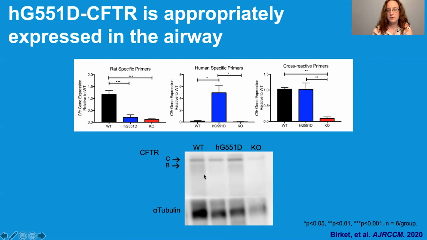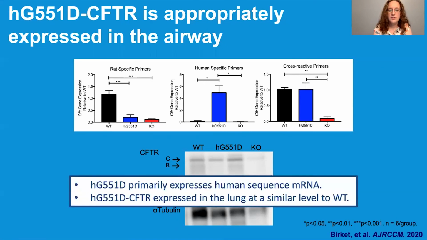We also checked protein expression, and compared to the wild type, the G551D expresses about the same amount of protein in the airway, compared to the absent band in the knockout. So this shows that the humanized G551D rat primarily expresses human sequence mRNA, and that the protein is expressed in the lung at a similar level to the wild type.